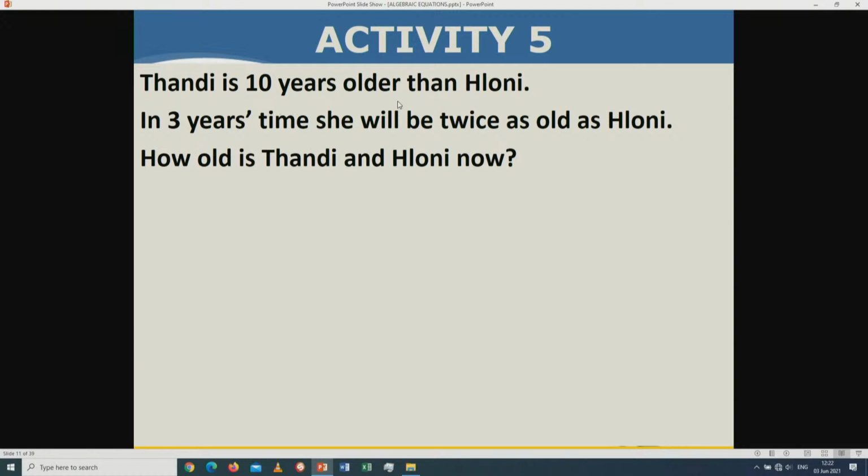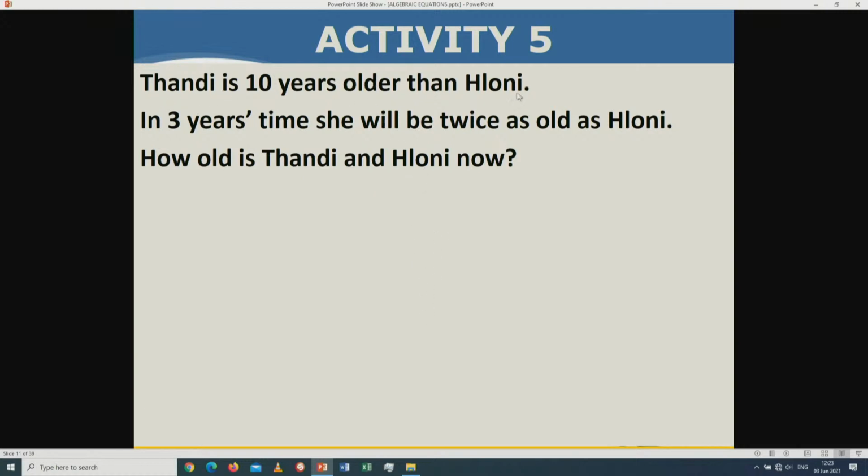Thandi is 10 years older than Hloni. In 3 years' time, she will be twice as old as Hloni. How old is Thandi and Hloni now? We want to know the age of Thandi and Hloni now.